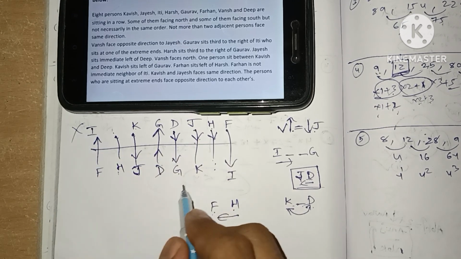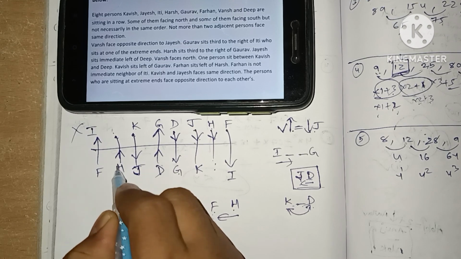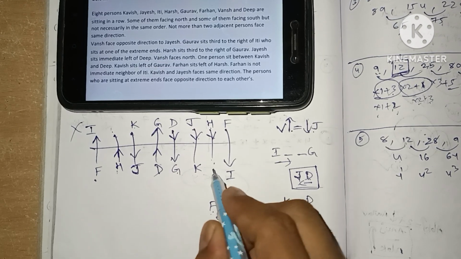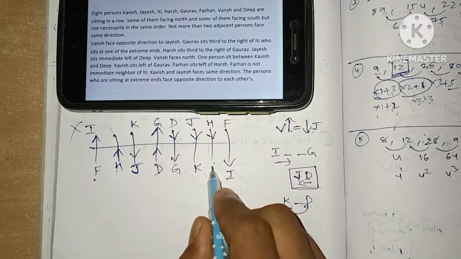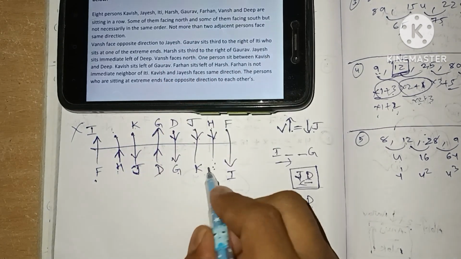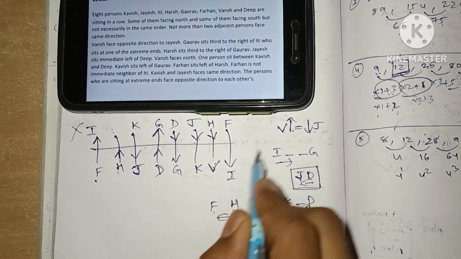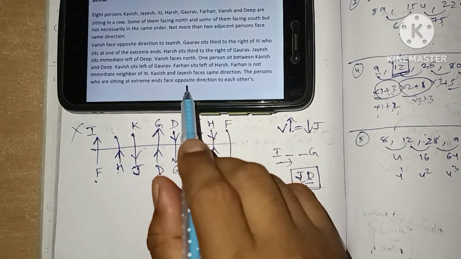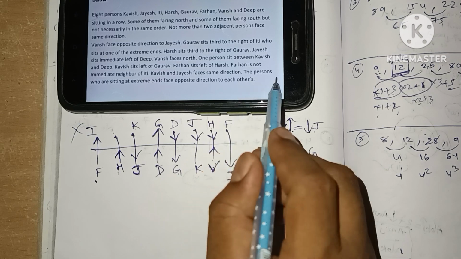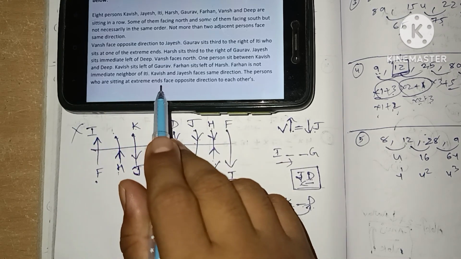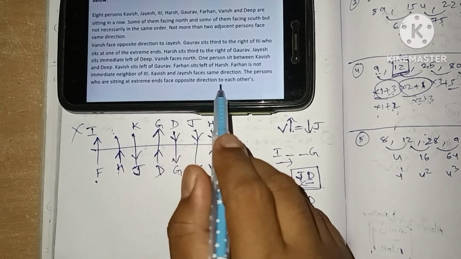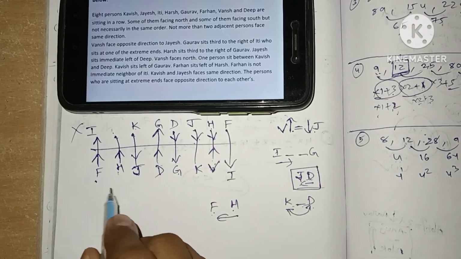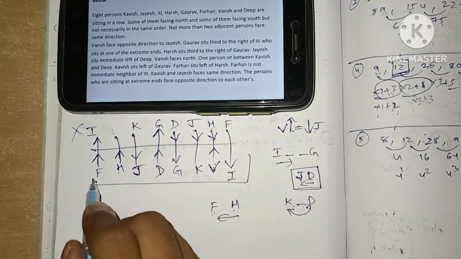In this case, immediate left of H is Farhan. So what we are left with here is Vansh. Vansh faces north. The last statement says that the persons sitting at the extreme ends face opposite directions to each other. This faces south means this faces north. So this is the solution we get from our puzzle.